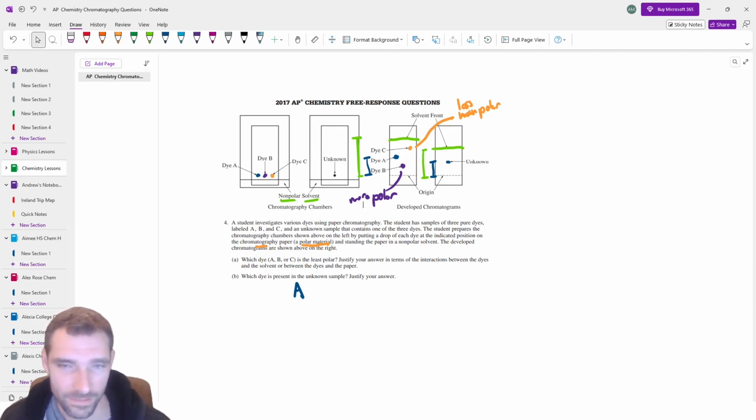All right, see, they're not too bad. I think people get really confused with some of the finer points on this stuff, with more or less polar solvent fronts and how that affects things. But that's not that big of a focus from what I've seen.